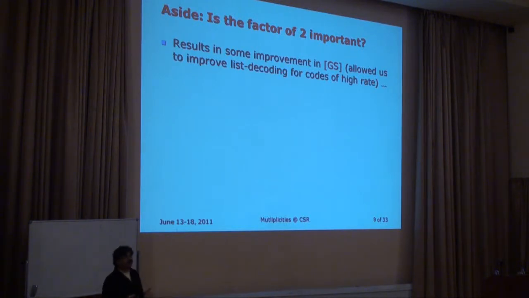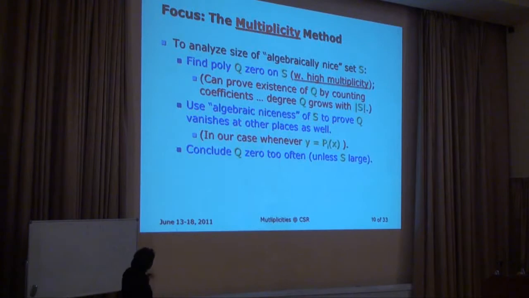Because most of the codes used in practice have rate around 90%, and all the previous algorithms were working at rate much less. This thing turned out to be even more interesting in more recent results of Guruswami and Rudra, but I won't talk about it, and I want to jump ahead. So what is the method of multiplicities?